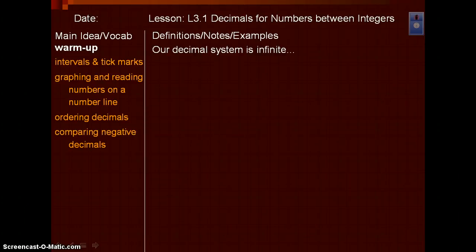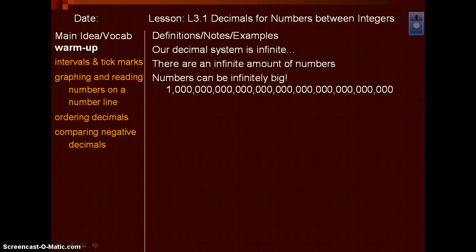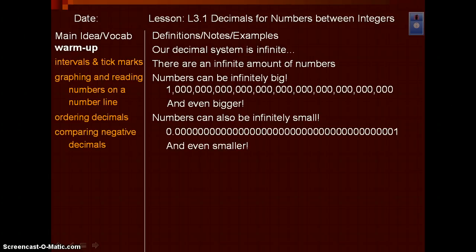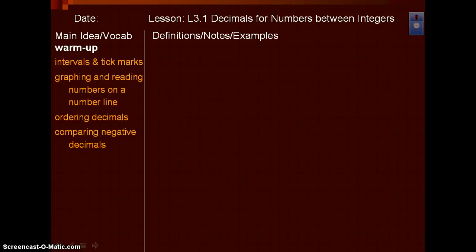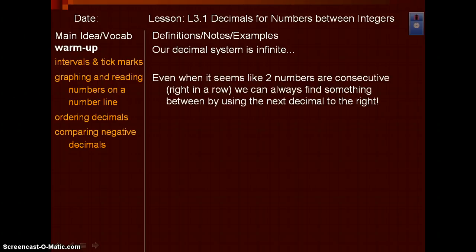In our warm-up today, we need to consider the fact that our decimal system is infinite. As you guys know, there's an infinite amount of numbers. We can get really big, even bigger than the number that you see here, or we can get really small, even smaller than the numbers that you see here. This is really neat for us because our decimal system is infinite, so we can also find numbers that are in between two numbers. Even when it seems like two numbers are consecutive or right in a row, we can always find something in between by using the next decimal place to the right.